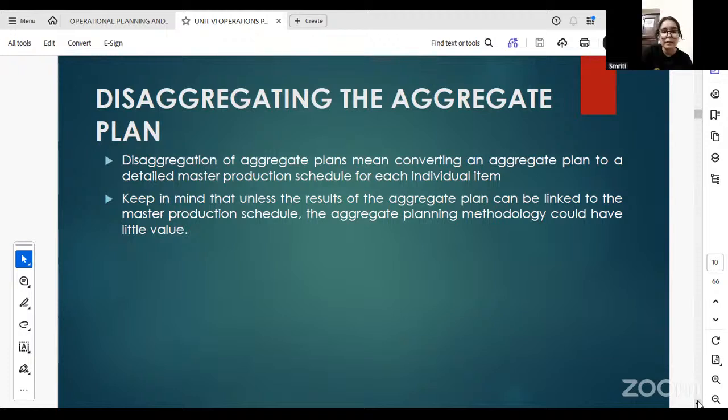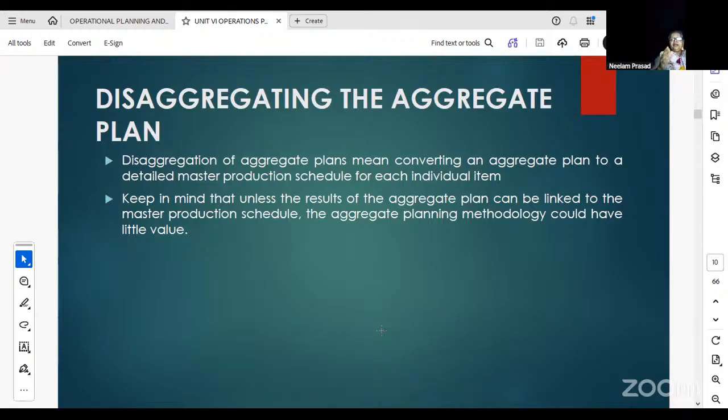Disaggregating the aggregate plan. Disaggregation of aggregate plans means converting an aggregate plan to a detailed master production schedule for each individual item. Keep in mind that unless the results of the aggregate plan can be linked to the master production schedule, the aggregate planning methodology could have little value. Like for example, if you are producing nuts and bolts, so for that, how much iron do you need? That will be your aggregate. From there, how many nuts you have to produce, how many bolts you have to produce. So that is disaggregating, individual.